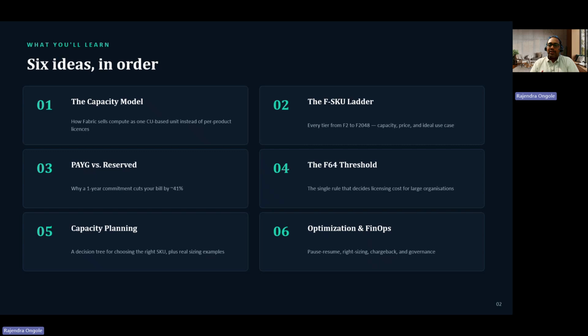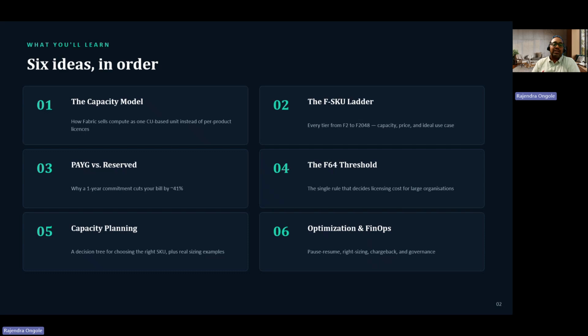And today's agenda: we are going to discuss the capacity model. Because Microsoft Fabric has multiple workloads, how is it differentiated product-wise? That part we are going to discuss. And how this F-SKU ladder gets doubled at each and every level, and what the capacity prices are. There are two types of payment models, pay as you go versus reserved. What is the differentiation between these two? Which one is good for real-time activities? That part we will also discuss.